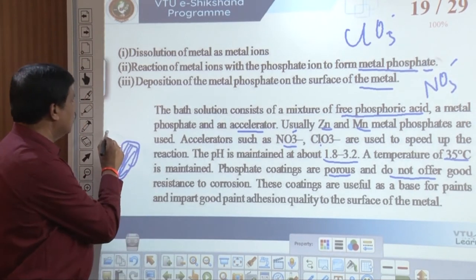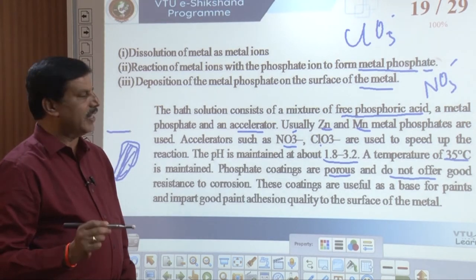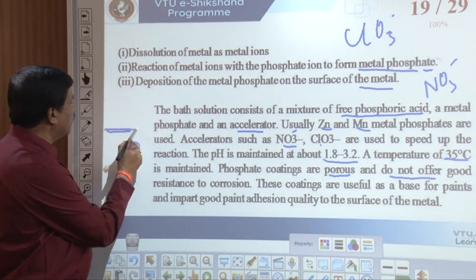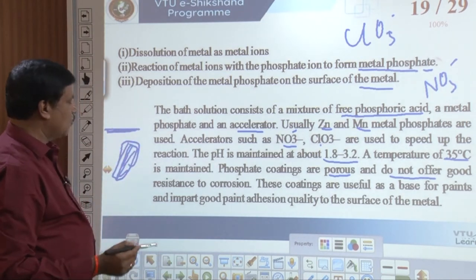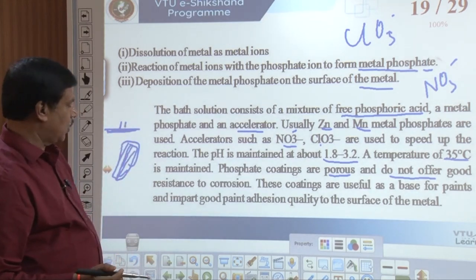For example, some metals get corroded, even tables and chairs, particularly in chemistry labs. They are coated with a base for paints, and then corrosion, both wet and dry corrosion, can be avoided.